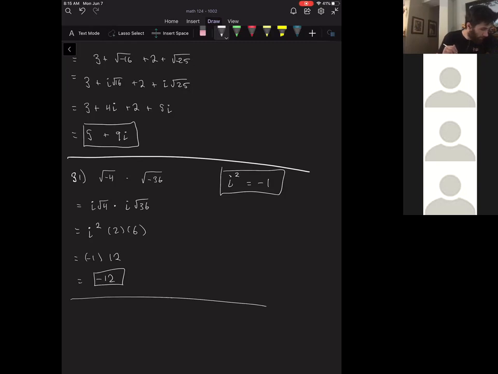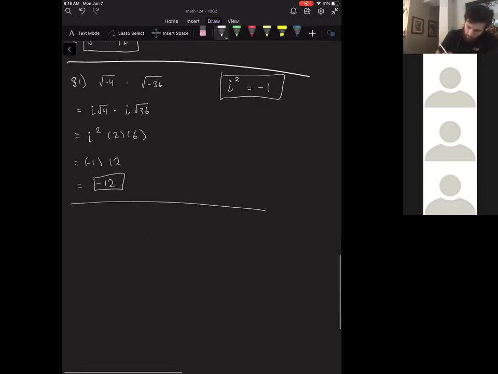Okay, about 35. So in this problem, we have 7i multiplied by 2 minus 5i. So just like before, we can just distribute. The 7i goes to the 2, the 7i goes to the 5i. So 7 times 2 is 14, so we'll have a 14i.